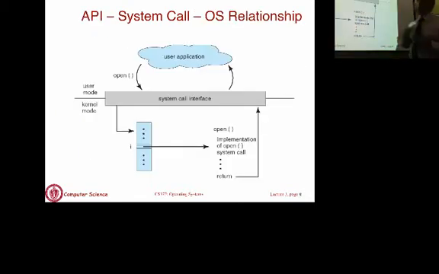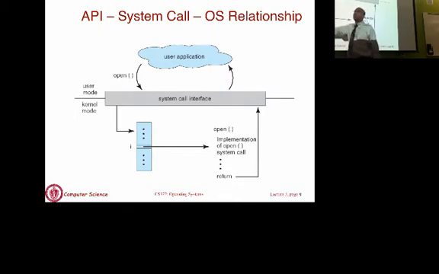So this is the picture that I was mentioning. That's the user application. In this case, the user has invoked an open method that allows you to open a file to read or write. That's a system call, and that open system call has a unique ID associated with it.